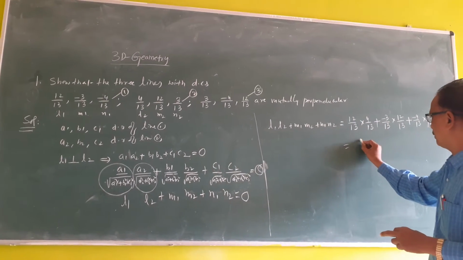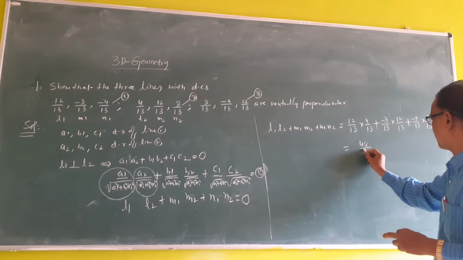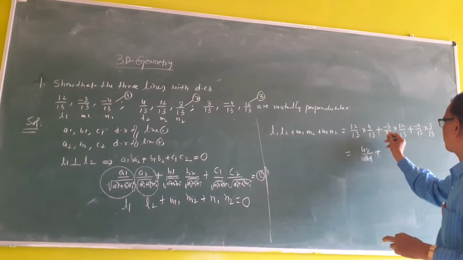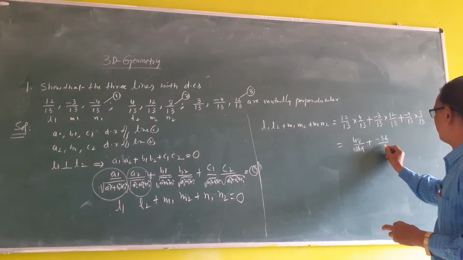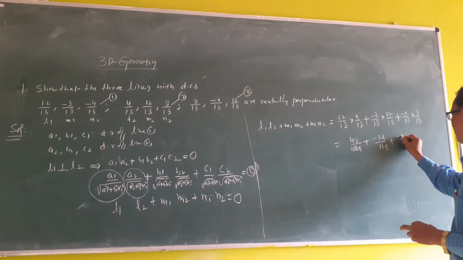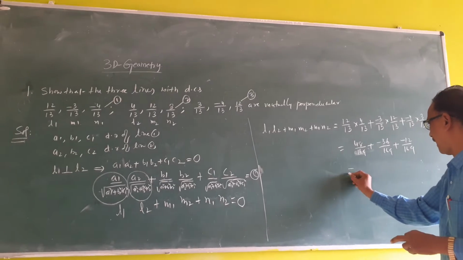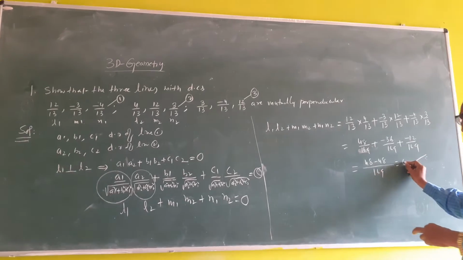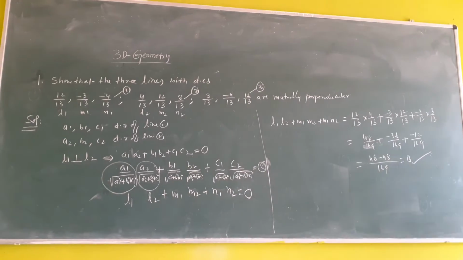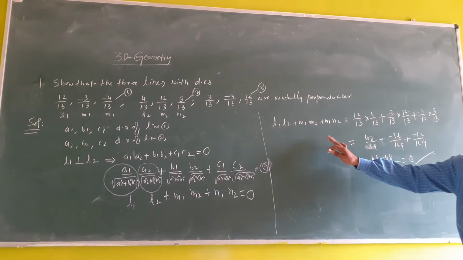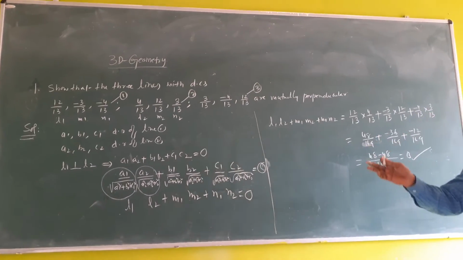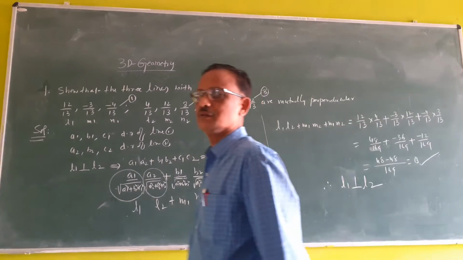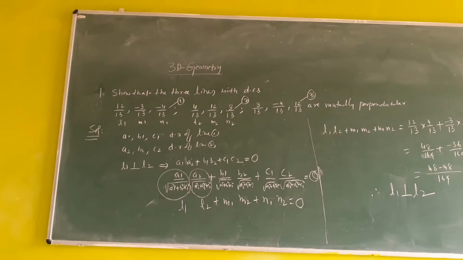See, 4 into 12, how much? 48 by 13 square, 169. Okay, no problem. So here minus 36 by 169, and here minus 12 by 169. So adding over 169, 48 minus 48 is equal to 0. Okay. So right, that means line 1 is perpendicular to line 2. So in conclusion, line 1 is perpendicular to line 2.